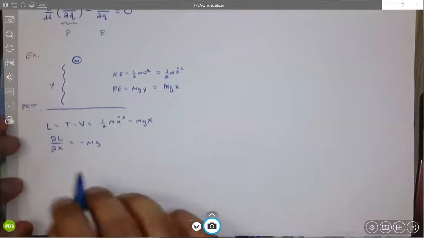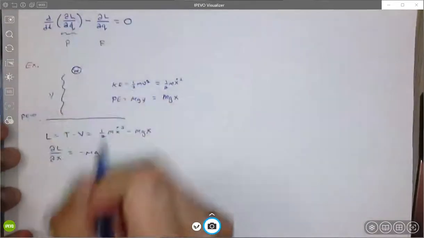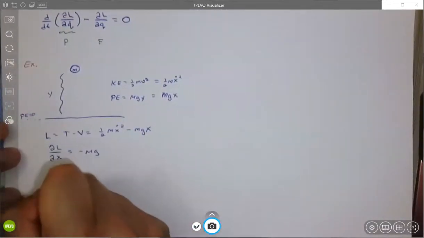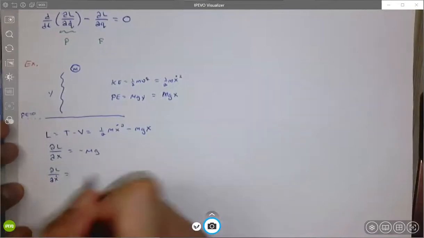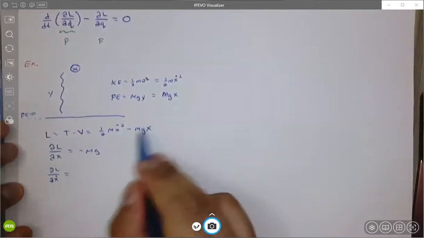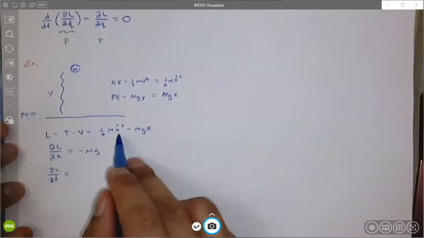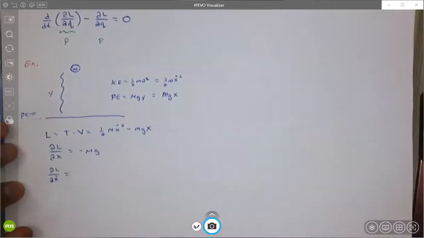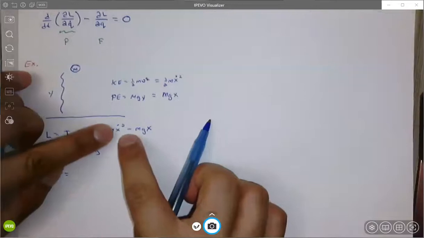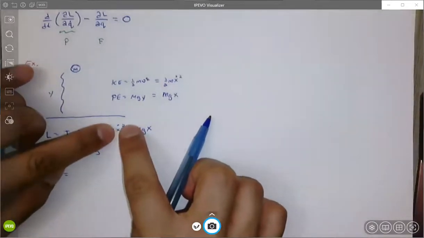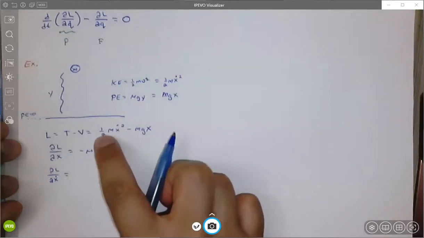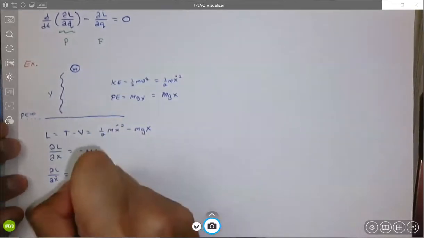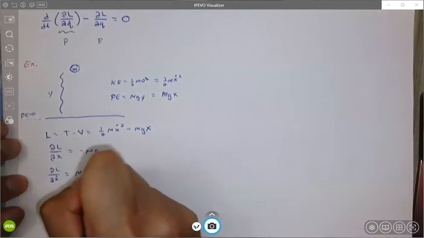All right, let's do the other part now, this side right here. The first thing we need to do is take the partial of the Lagrangian with respect to the generalized velocity. Over here, this term goes to 0 because it's not an x dot. Over here, we have an x dot. So when we take the derivative of x dot squared, we end up with 2x dot. The 2 and the 1/2 cancel each other out, and we're going to end up with mx dot.